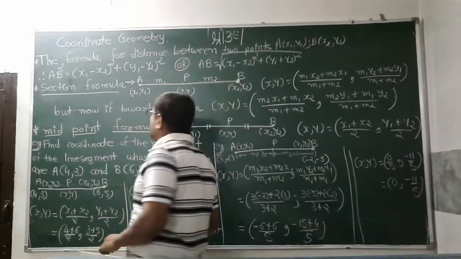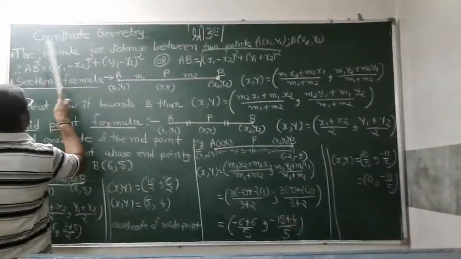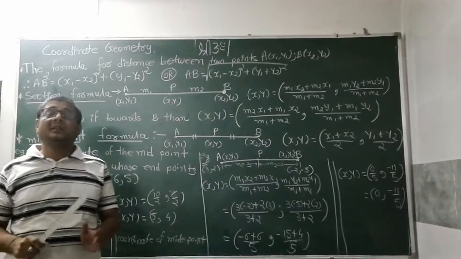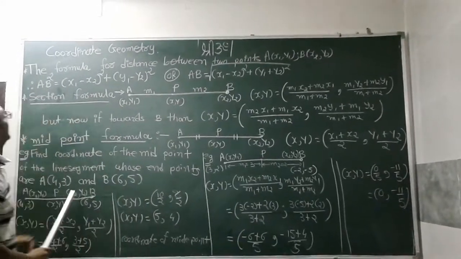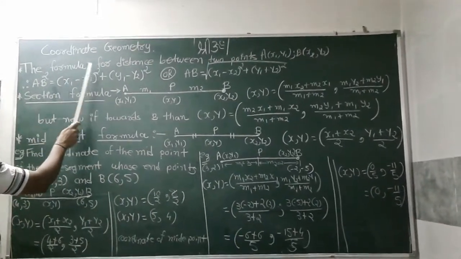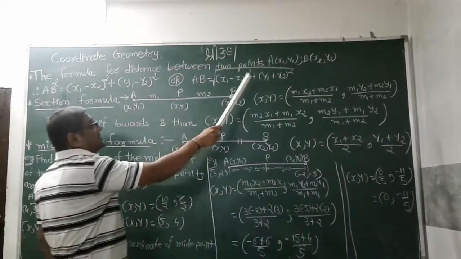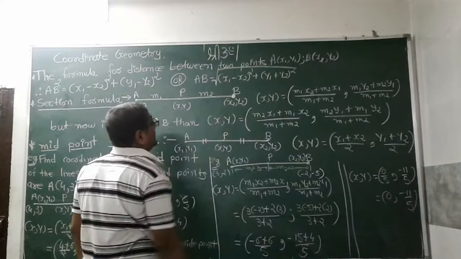Today we are going to learn about coordinate geometry, which is a combination of algebra as well as geometry. So first of all, the formula for the distance between two points, that is A (x1, y1) and B (x2, y2).